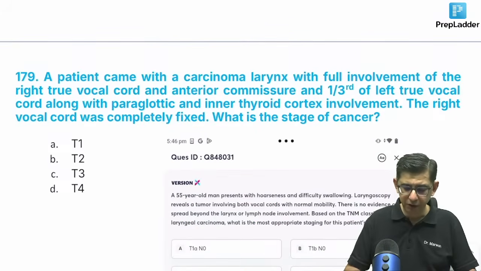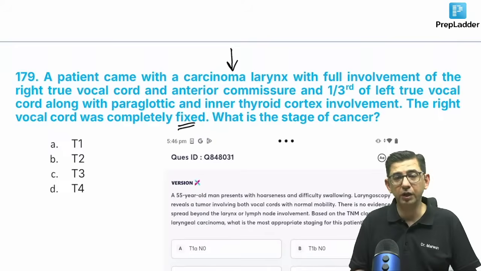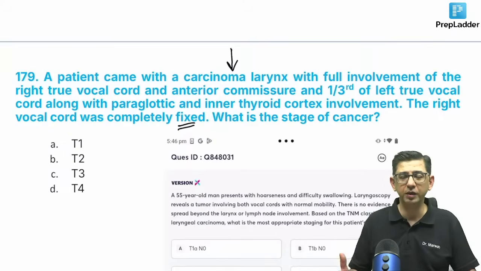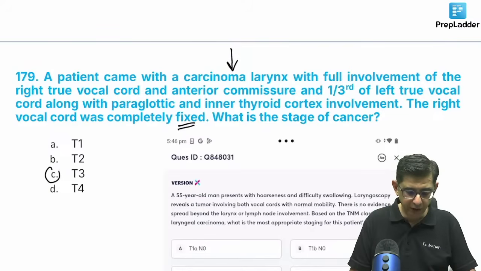Then there was a carcinoma larynx, and there was a lot of fixation part that I could pick up, like this is full involvement of the vocal cords and the vocal cord is fixed. Yeah, that's the word I was trying to look for. It's not spread to distant tissues, but if it's a fixed cord and local growth is happening, we would go for T3 as the answer for this one.